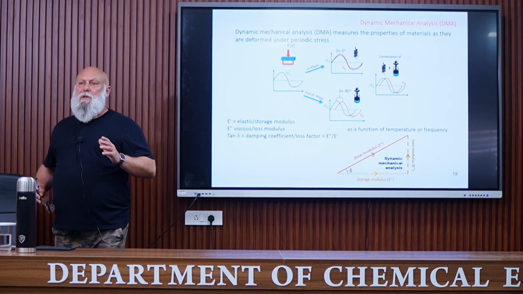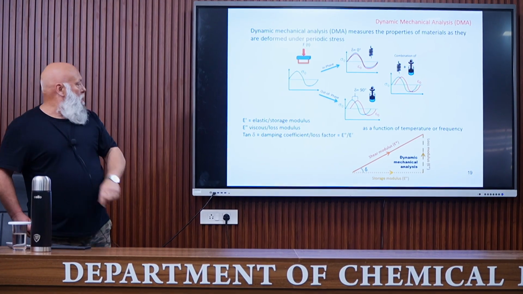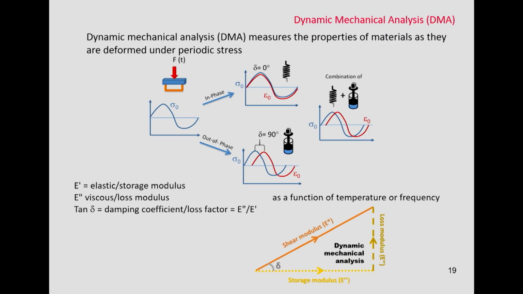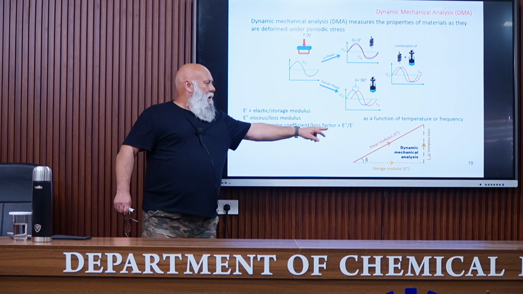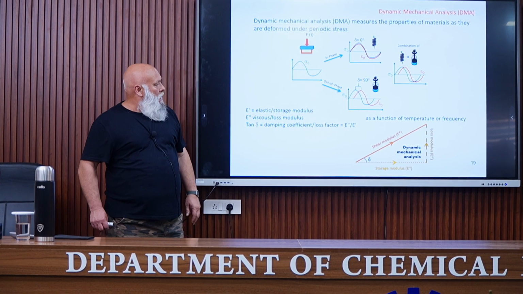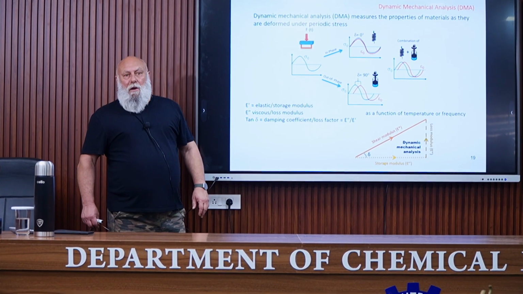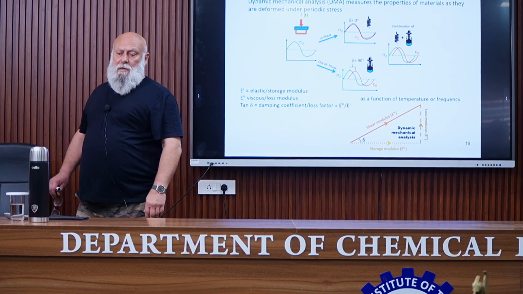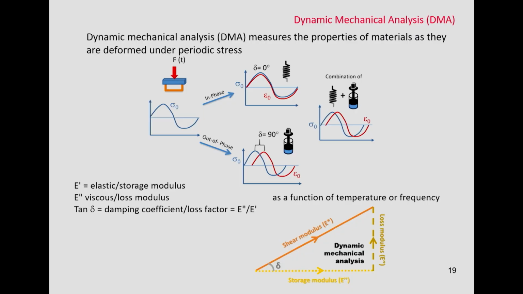And so we can determine the evolution of these three parameters. In fact, experimentally, only two are determined. E prime is just the stiffness of the material, and delta, or tangent delta, because it corresponds to the shift in the two sinusoids that can be experimentally determined. E double prime is derived from this equation. And so these three parameters can be followed as a function of temperature or as a function of frequency.